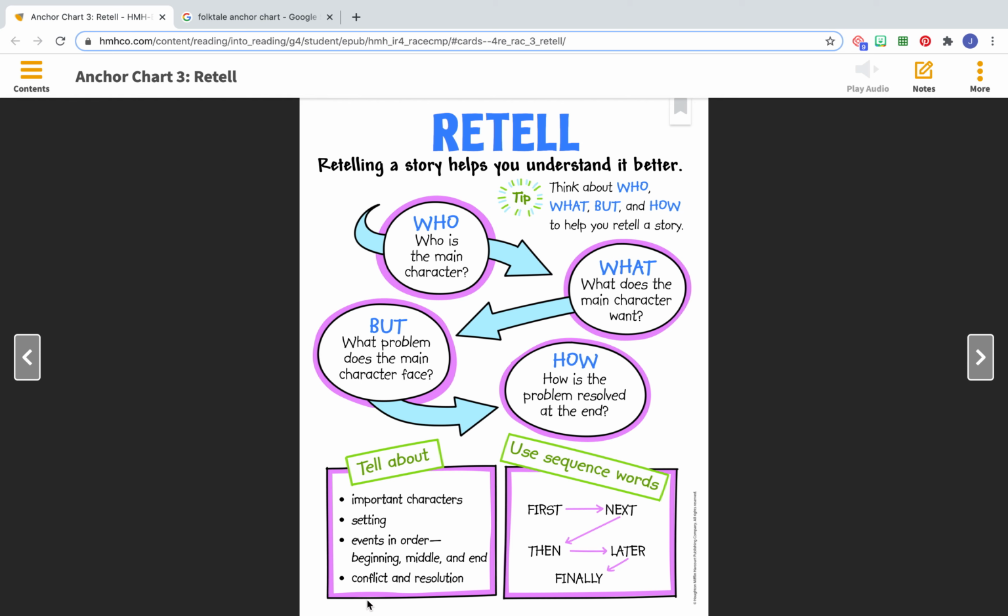Remember to include all of these important parts. If you need to have your anchor chart out as you are telling it, then that's fine. That will help guide you and help make sure that you tell all of the important parts of the story. So that is retell and something that you need to do so that you can help better understand what you're reading.